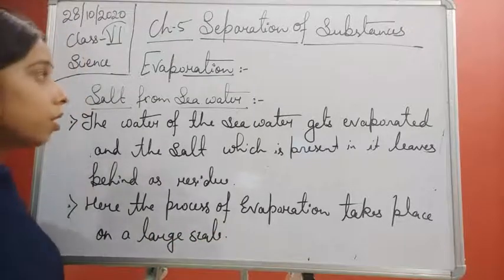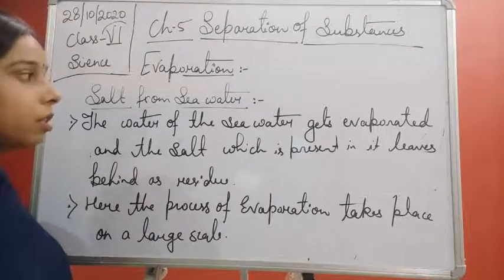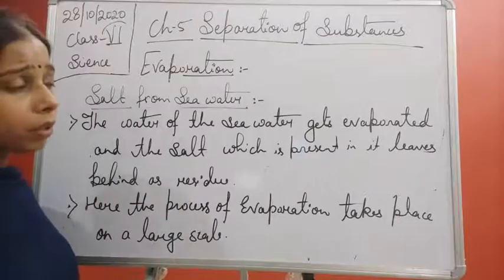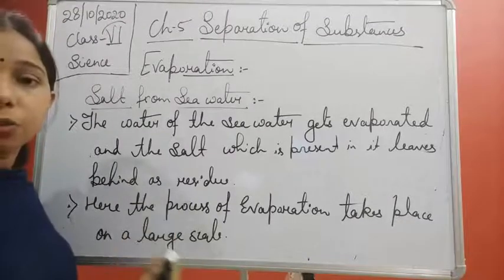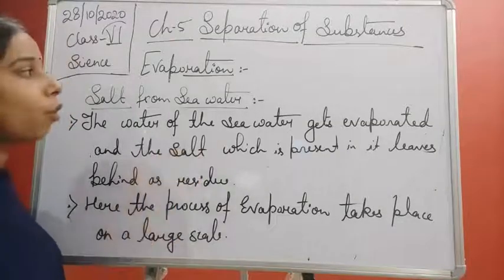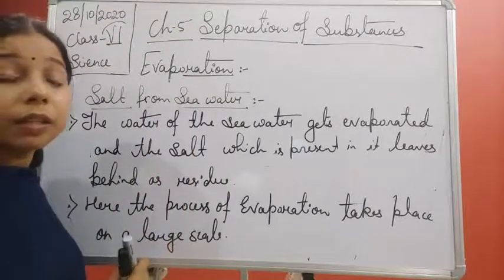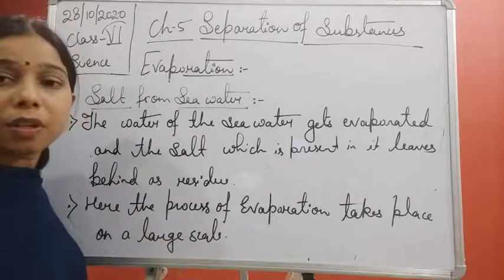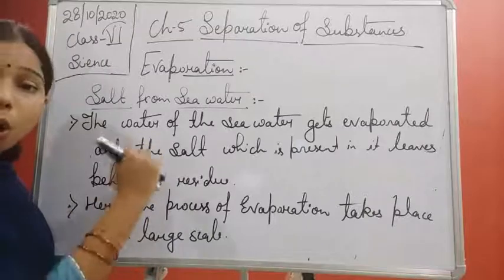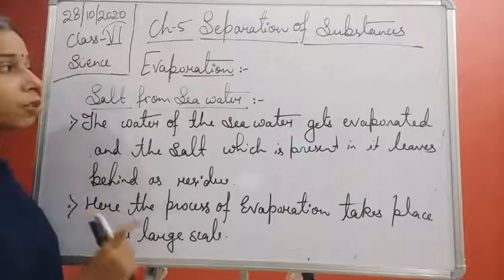Okay, so you see, student, this is the process of evaporation in which we are separating the salt from the seawater. Seawater consists of salt, so we can separate it. It occurs on a large scale so that we get a sufficient amount of salt. So to extract the salt from seawater, we use the process of evaporation. Most of the time a question is asked to students on how the process of evaporation helps in extracting the salt from seawater. So you have to write all the different steps involved in extracting the salt from the seawater.